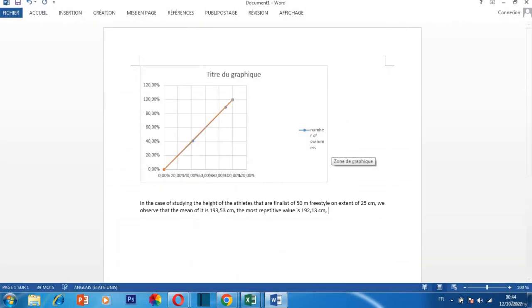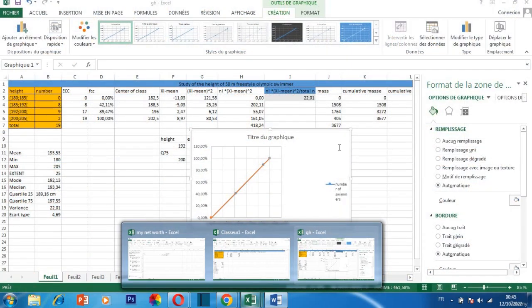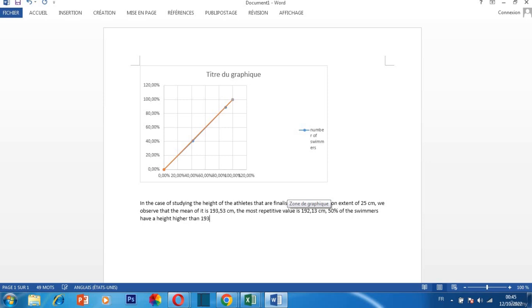For the median, we said 50% of the swimmers have a height higher than 193.13 centimeters, and 50% have a height less than, let's repeat it, 193.13 centimeters.